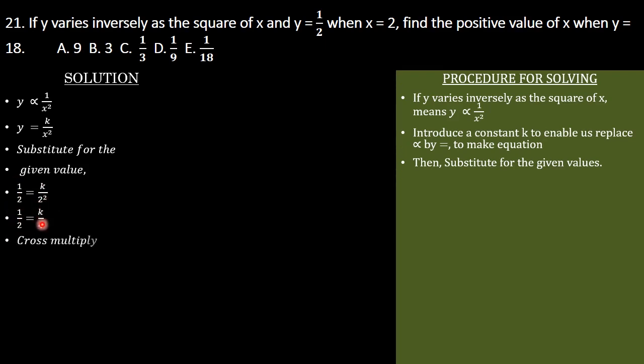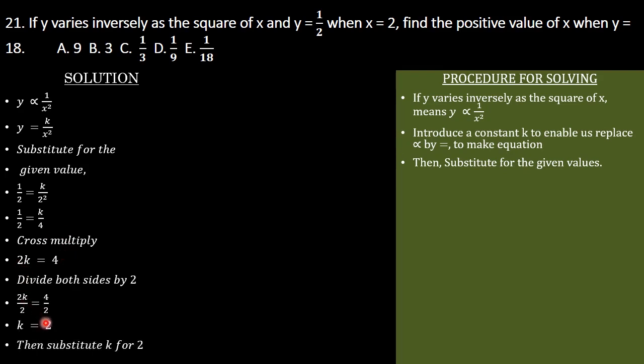Then we cross multiply to clear the fraction. We now have 2k is equals to 4. Then divide both sides by 2. Therefore, k is equals to 2. Then we substitute k for 2 and y for 18 in the equation. Here is our equation, y now 18 and k 2. Solve for x, that is the positive value of x according to the question.